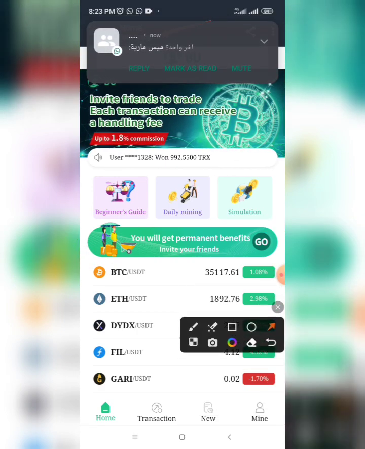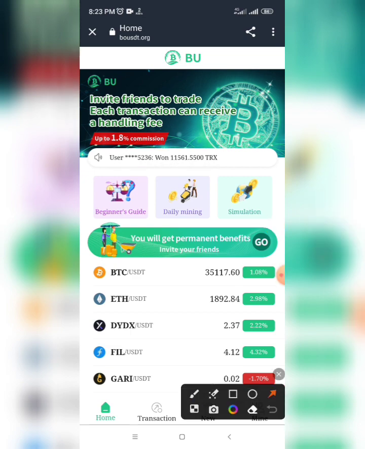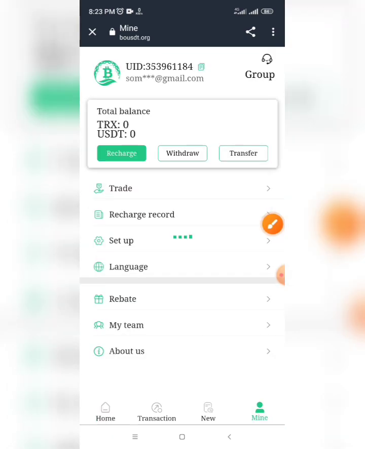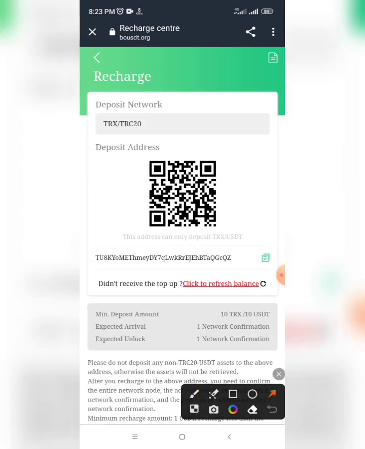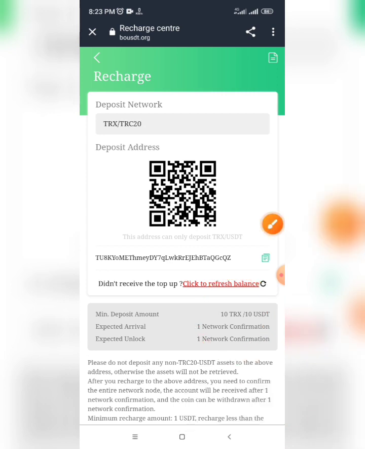If you want to register or recharge, go to the Mine. Go to the Mine. You can see you can recharge from here. Click recharge, copy the address and go to any wallet, Trust Wallet or Binance wallet, and send the money to this TRC20 network. After you send the money, click this. The money will arrive directly to the platform. Like we see, minimum deposit is 10 TRX or 10 USDT, everyone.